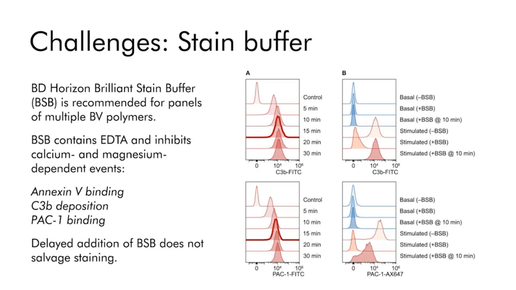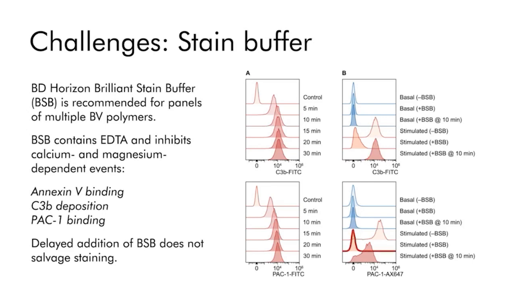In the first rows of the histograms, minus BSB, samples do not contain Brilliant Stain Buffer. In the second rows, plus BSB, samples contain the buffer from the start. And in the third rows, plus BSB at 10 minutes, the buffer was added after 10 minutes. So for C3b, inclusion of buffer from the start caused severe inhibition of staining, but sequential addition did not affect staining.